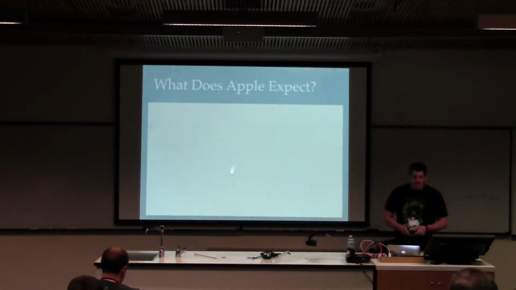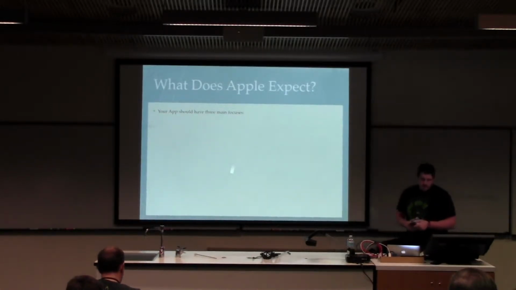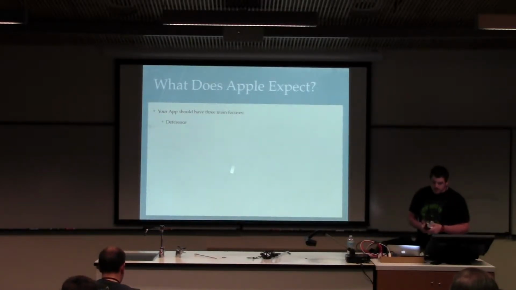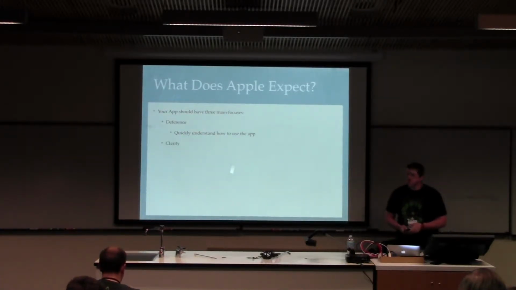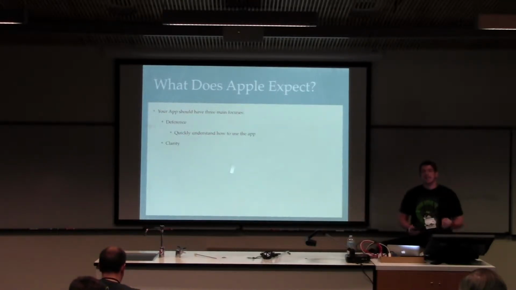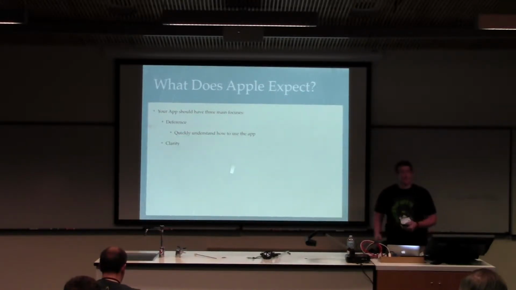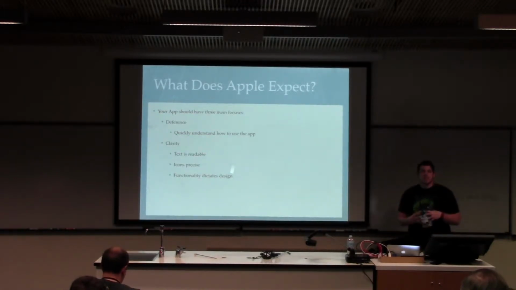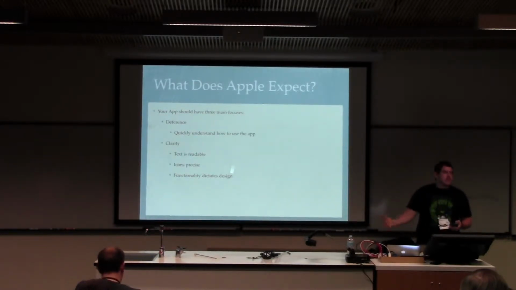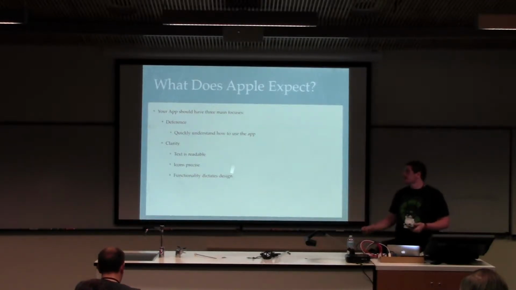Let's talk about what Apple expects from your application. Your app should have three main focuses. It should have deference. Your users should be able to quickly see and understand how to use your application right when they launch it. There should be clarity. All your buttons, inputs, labels, and text should be easy to read and easy to interact with. They don't want anything mushed together or overlapping. Just keep it clean. Your functionality should dictate your design. Your design should not dictate your functionality.